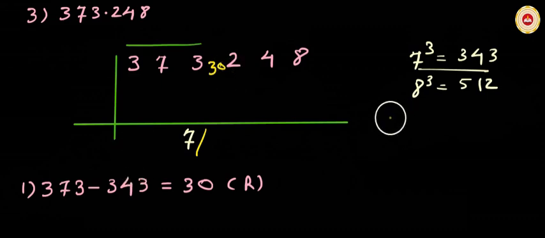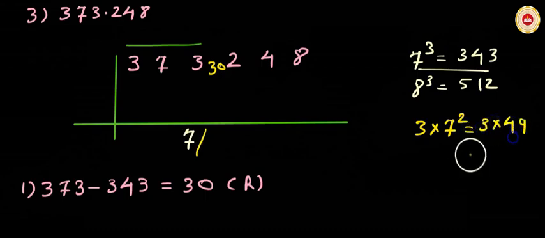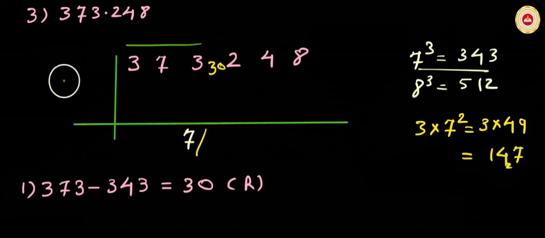Now let us find divisor. How to find divisor? See, simple. 3 multiplied by square of first left digit of a cube root. 7 squared. That means 3 multiplied by 49: 3 9s are 27. Write 7, carry 2. 3 4s are 12. 12 plus 2, 14. So 147 is divisor.